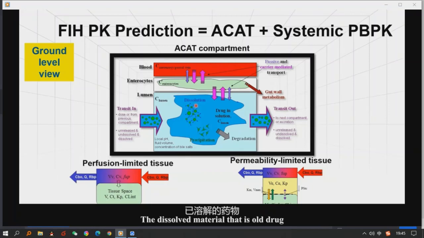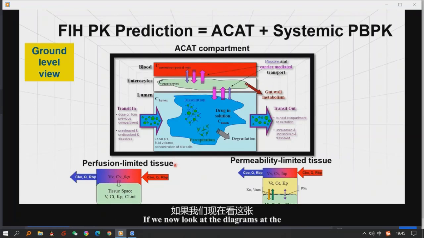The dissolved material, the dissolved drug, the dissolved compound could passively permeate, be absorbed into the enterocytes, or it could be actively absorbed or actively secreted back into the lumen. Once in the enterocytes, the compound could be metabolized in the gut wall, or it could be passively or actively transported into the systemic circulation. So there are many processes occurring in each compartment simultaneously in an ACAT model.